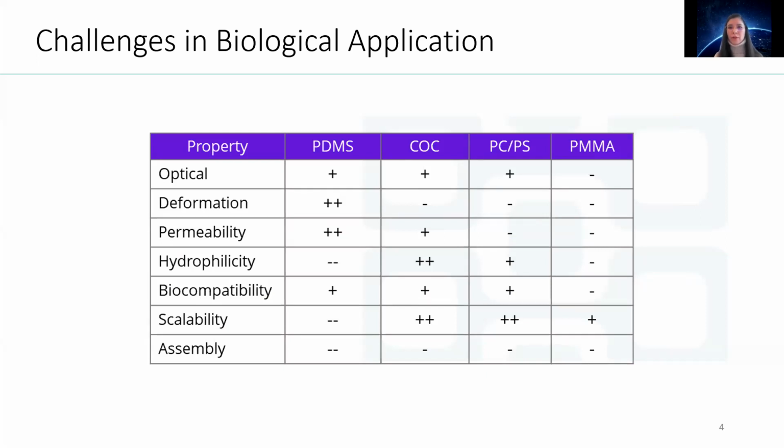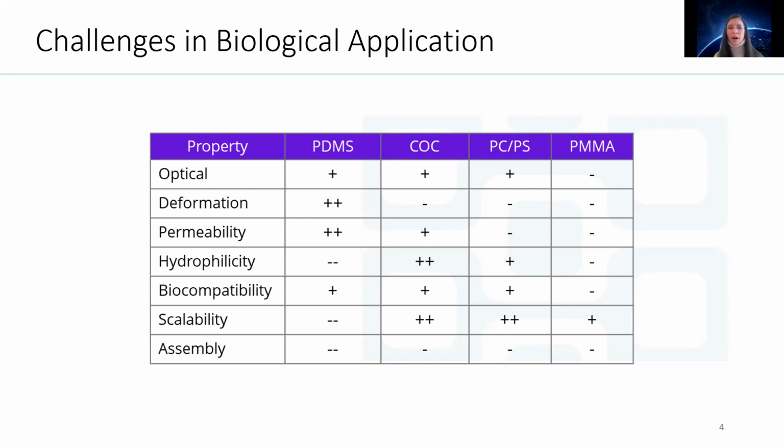So here we have a highlight of what are really the key properties that a researcher will look for in a material when they want to develop a microfluidic technology for a biological application. We have optical transparency, deformation, permeability, hydrophilicity, which the last 3 are often linked to, for example, cell culture. Optical transparency is going to be linked to your fluorescence microscopy analysis. And then obviously biocompatibility is a given for all of these biological applications. But then we also have those properties that are linked to the device fabrication, so the production of the devices, their scalability, and their assembly.